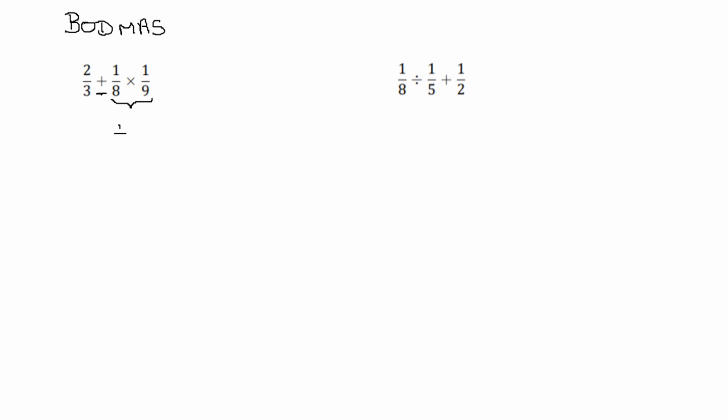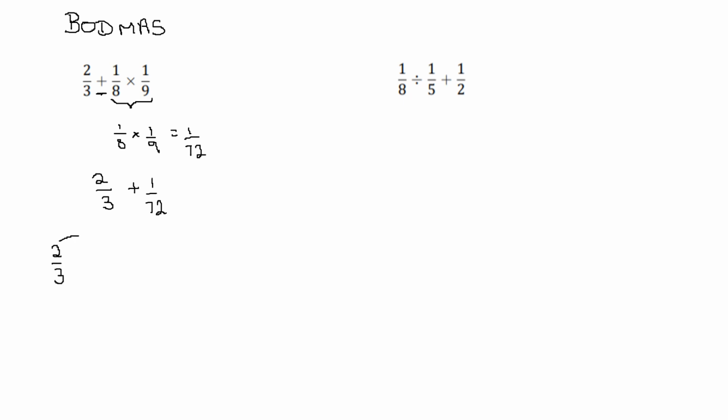I'm going to start off by doing 1/8 multiplied by 1/9, and that will give me 1/72. So I can now replace this 1/8 times 1/9 with 1/72. I'm now going to have 2/3 plus 1/72. I'm going to need to turn my 2/3 into something over 72.